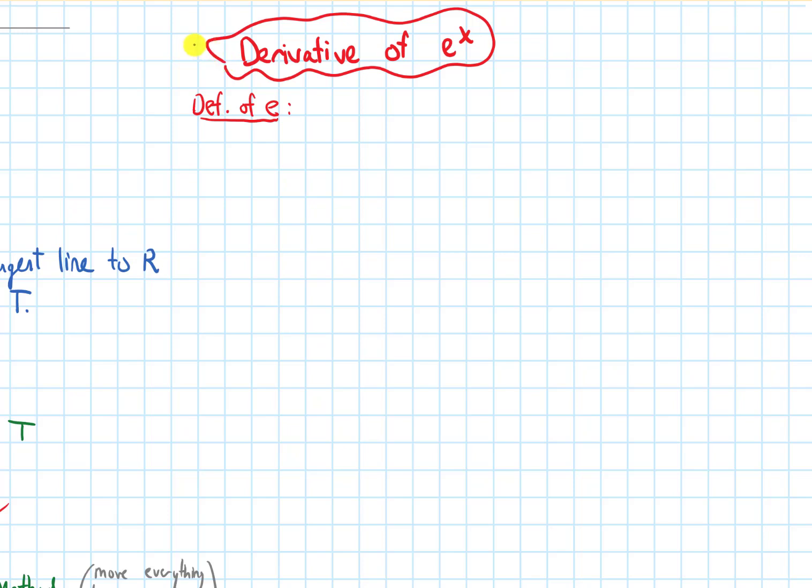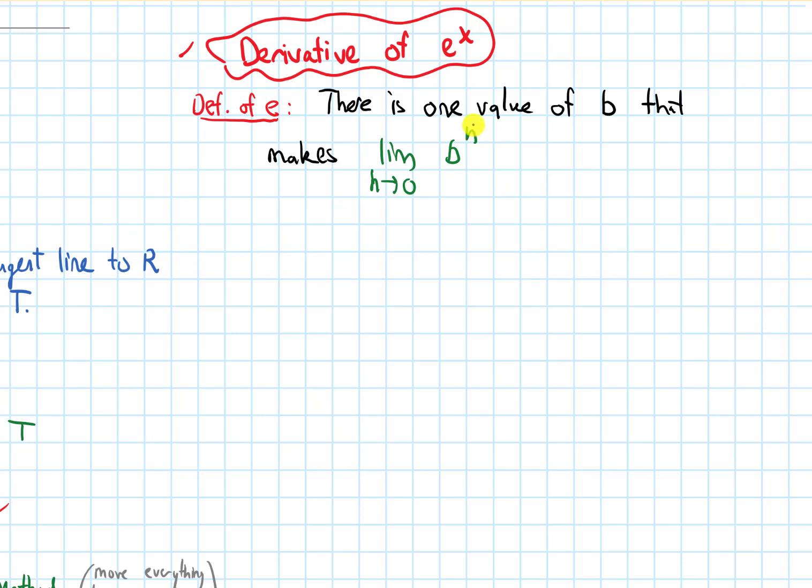In this video, we will prove a formula for the derivative of e to the x. So I want to begin by giving the definition of what e is. All right, so this says there is one value of b, so b is going to be some number, and there's one value of b that makes the limit as h goes to 0 of (b to the h minus 1) over h. That makes that limit be 1.